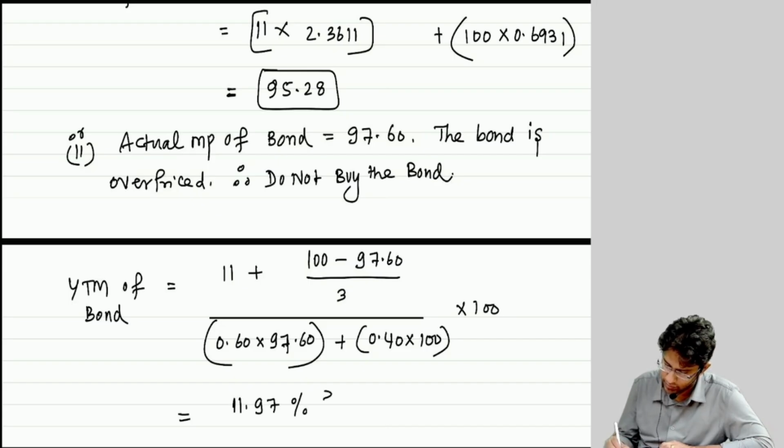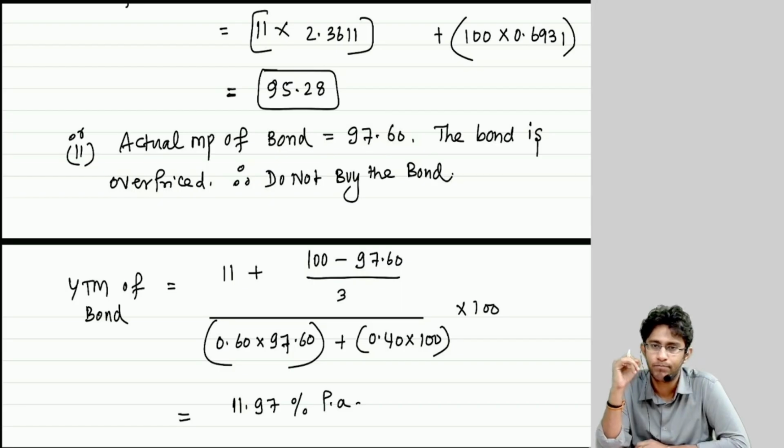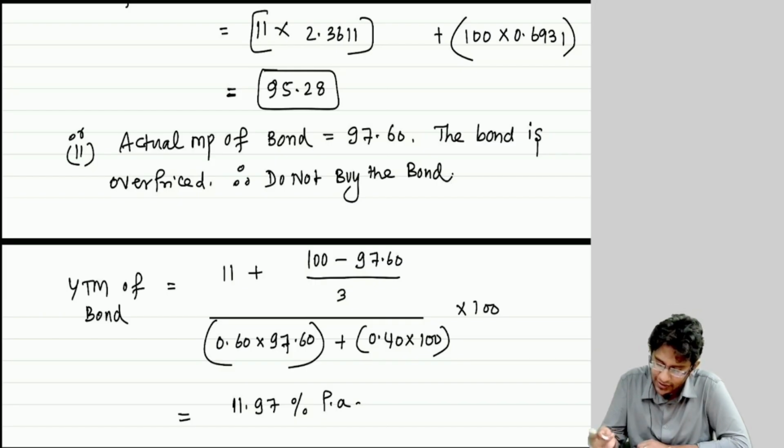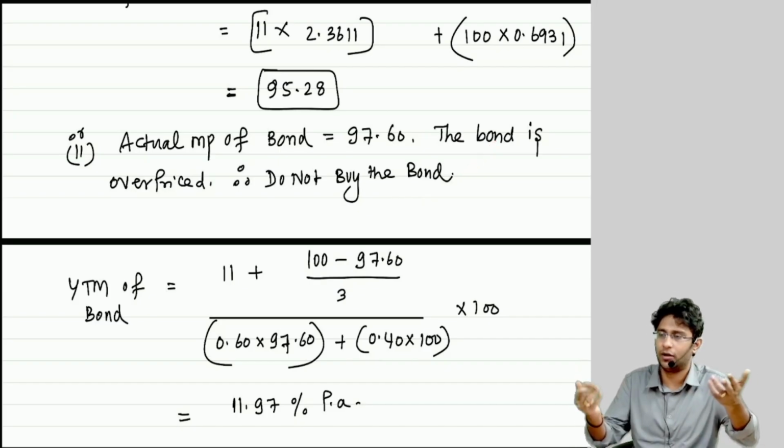11.97%. What is my RR? RR, required return, is 13. But if I buy this bond, how much will I get? 11.97. Should I buy this bond? You should not buy this bond, and I told you here already. If you don't listen and still go and buy the bond, this is what will happen.